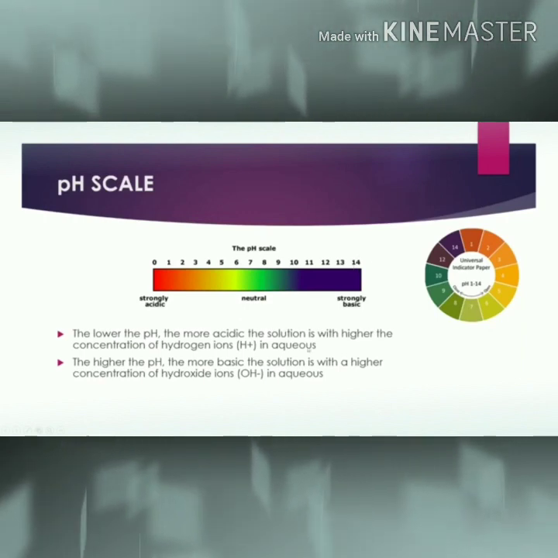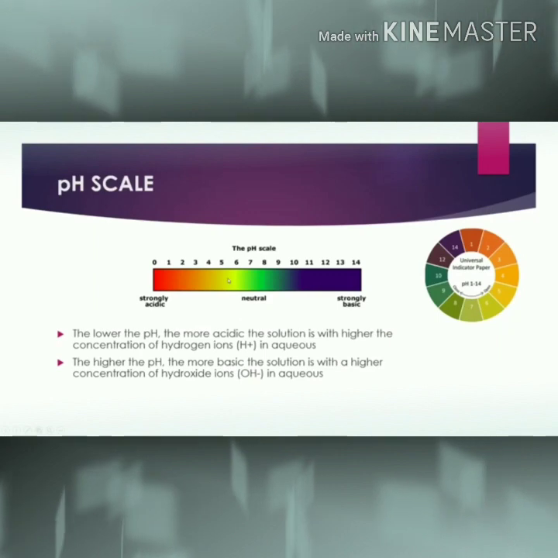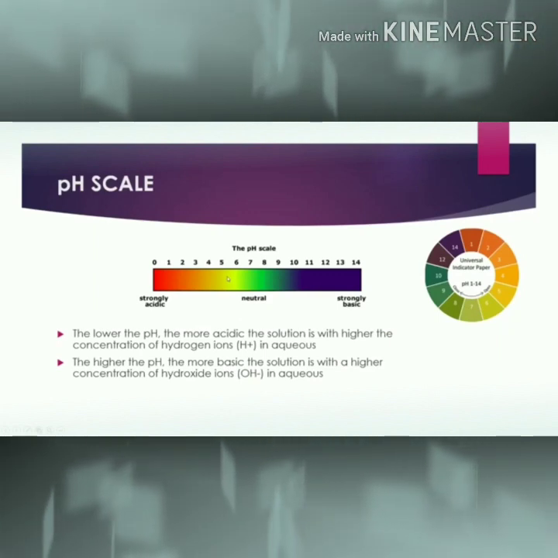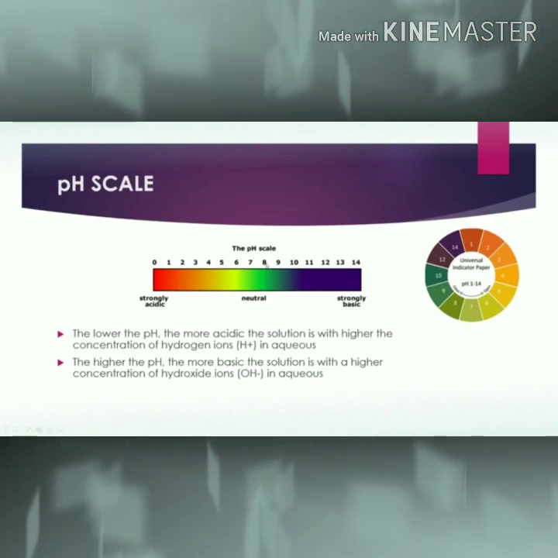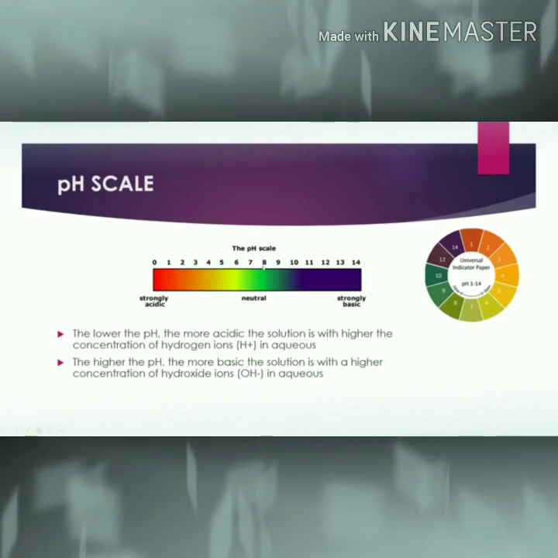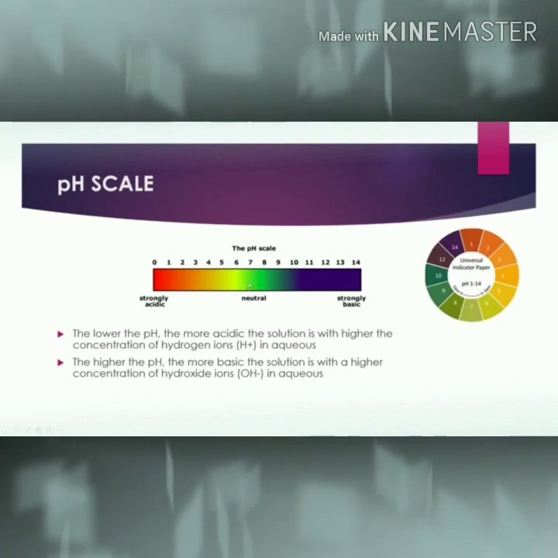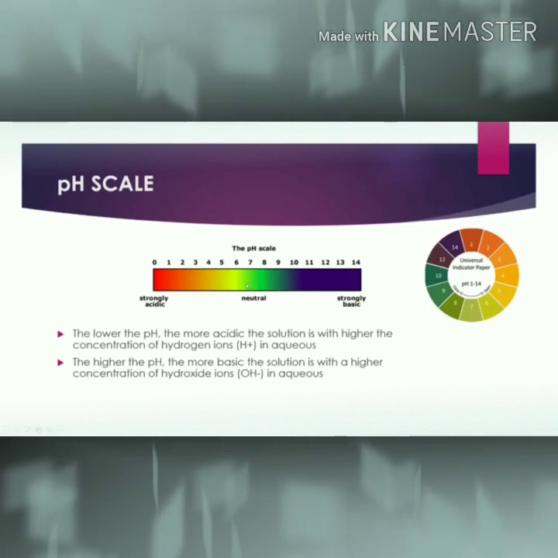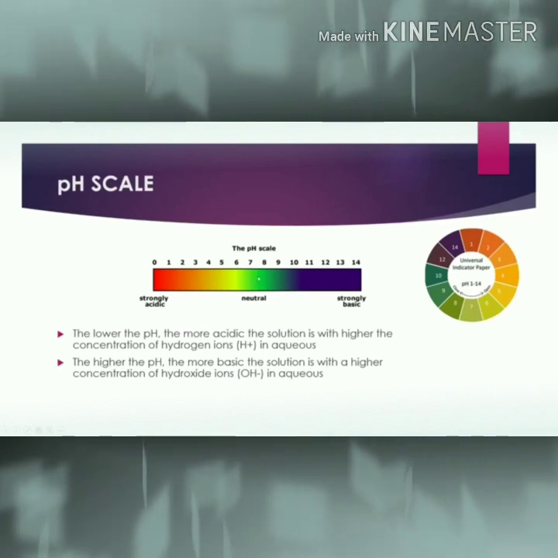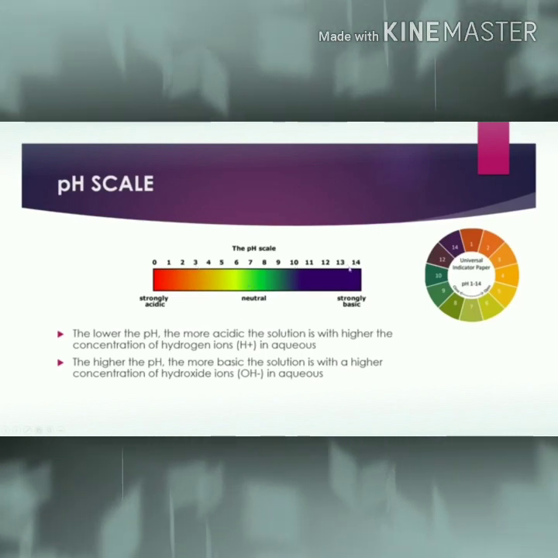Now let us come to the pH scale. The pH scale is used to measure the acidic or basic nature of a solution. If you look at the pH scale, the range is 0 to 14, and exactly 7 is neutral, which is what we consider water to be. Above 7 towards 14 is basic, and below 7 is acidic.